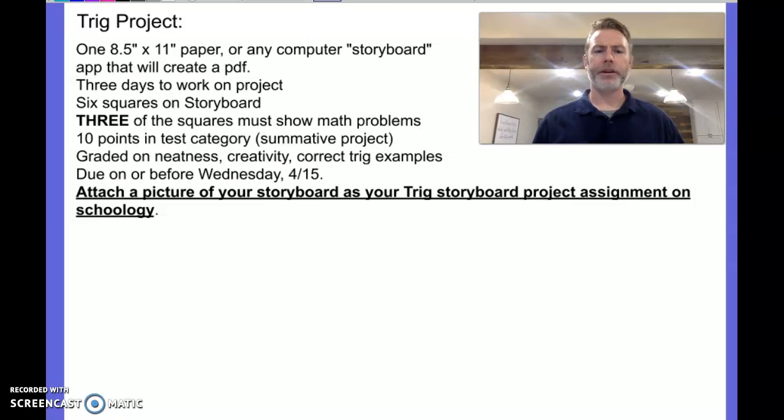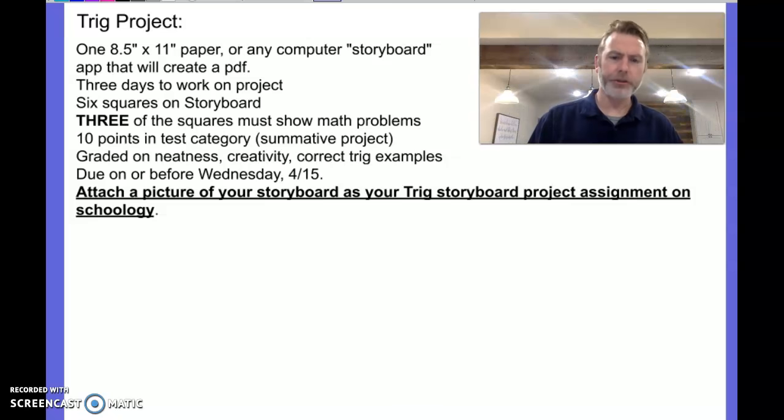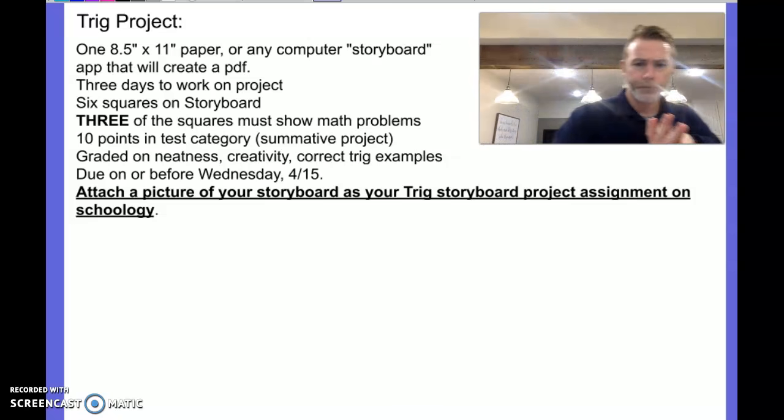The other 3 squares, so 6 total, will be made up of the story that you're trying to tell. Be creative here. You can either do this on a piece of paper, just fold it in half and then fold it in thirds, and that'll give you your 6 squares. Use some colored pencils, stuff like that. Or we've had students use a bunch of storyboard creating apps, so you could maybe do a rough draft on paper and then use the app on the computer to submit a PDF. But big picture, you've got 3 days to work on this.